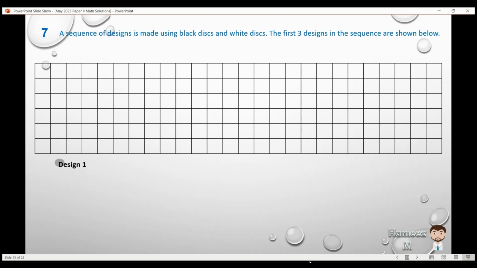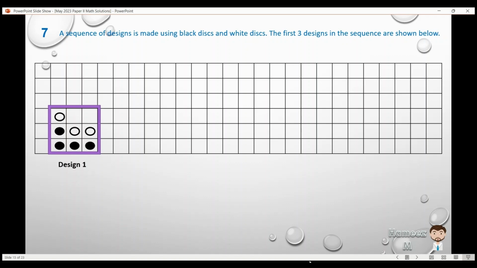So for design 1, there's 1, 2, 3 black discs on the bottom row, and then 1 black disc above. That's all the black discs that there are, forming an L. And now there's a white disc right above it. So we have 3 discs at the base, 3 discs going up vertically, so it sort of forms a square. And what completes the design are these 2 white discs. So we technically have it forming into a square where in the top row only 1 disc is there, a white disc.